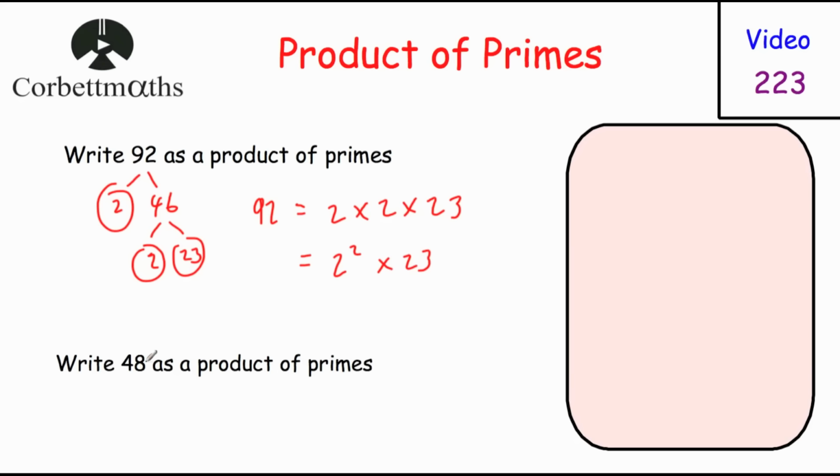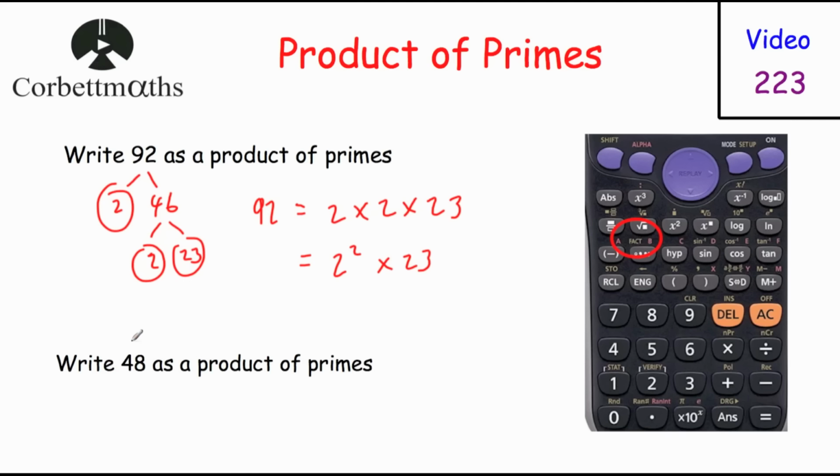Now our next question is to write 48 as a product of primes. So I'm actually going to use my calculator to write 48 as a product of primes. On my calculator, I've got this yellow fact there. So what I do is I press 48, then press equals, and 48 comes up in my calculator display. Then I press shift, and then where it says fact there, and on the display it will show me 2 to the power 4 multiplied by 3. So 48 equals 2 to the power 4 times 3, or 2 times 2 times 2 times 2 times 3.